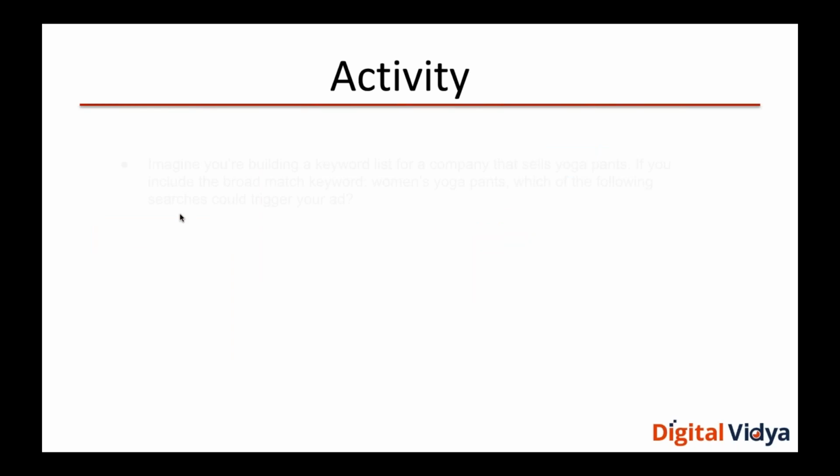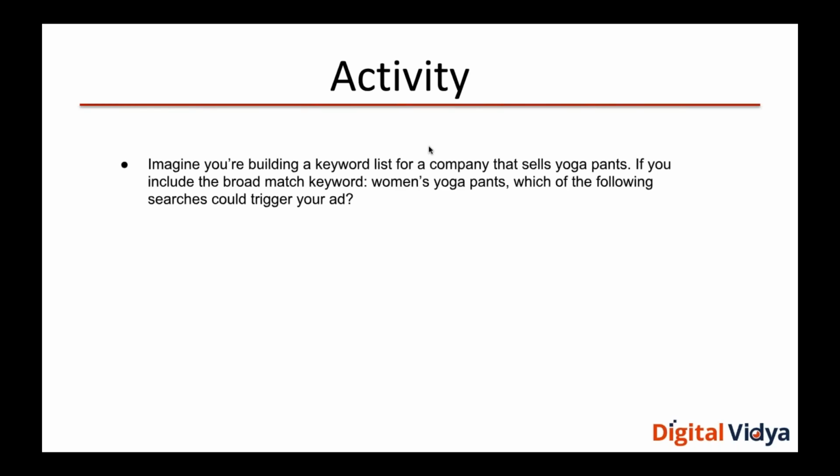So now a short activity to check whether you've got the concept right. Imagine you're building a keyword list for a company that is selling yoga pants. Now, if you want to include the broad match keyword women's yoga pants, that is something that you want to include. If you are keeping that match type, what will be the searches that can trigger your ad? One, two, three. Which of these will trigger your ad?